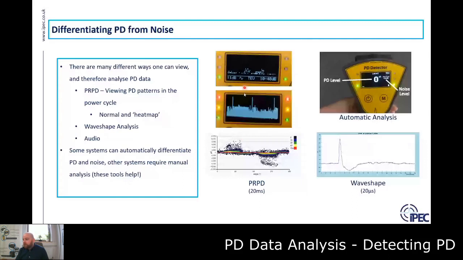And indeed, we can see these three big pulses evenly spaced apart, very regular. That can't be PD, because if it was PD, it would be occurring, as we said, twice per phase in line with the power cycle and not occurring very consistently in this case.